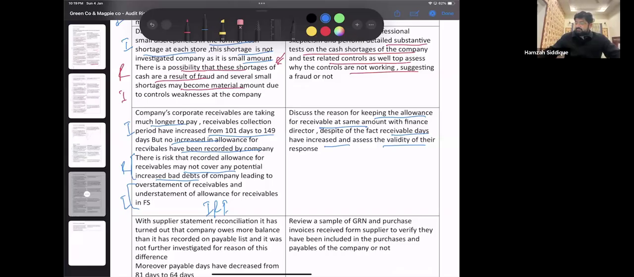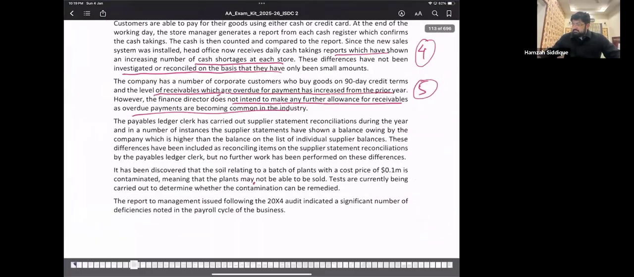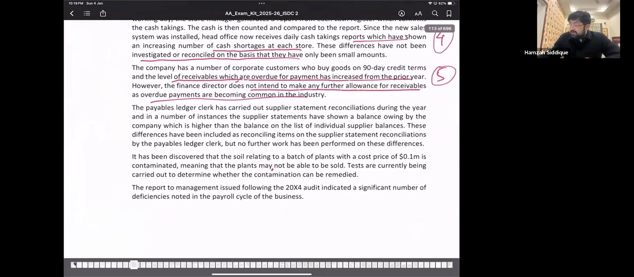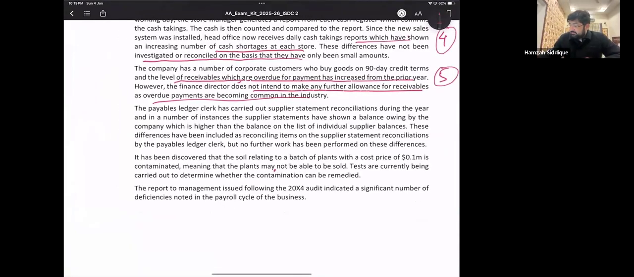Next, the payable ledger clerk has carried out supplier statement reconciliations during the year, and in a number of instances the statement has shown a balance owing by the company which is higher than the balance on the payables list. There is a difference between what the supplier's statement is showing and what the company's record is showing.